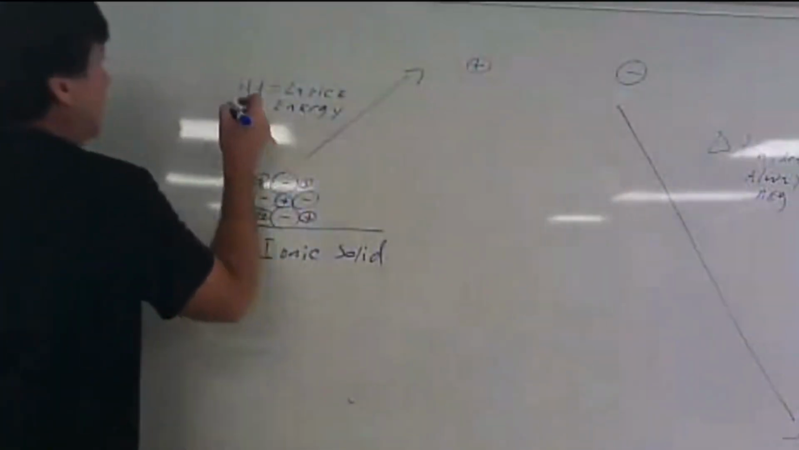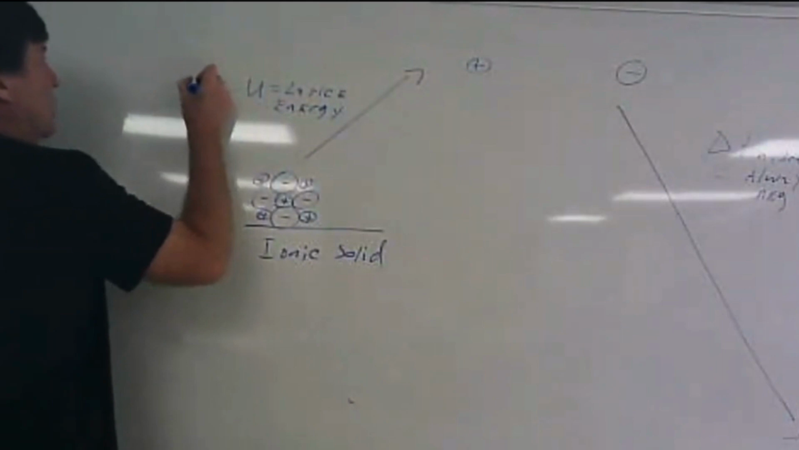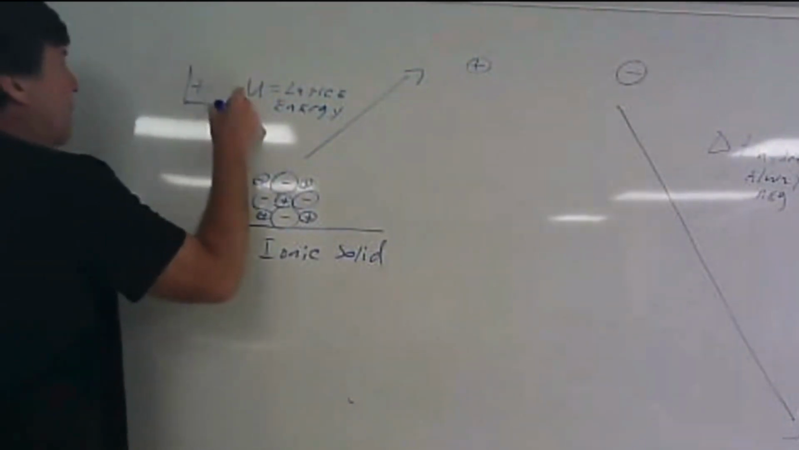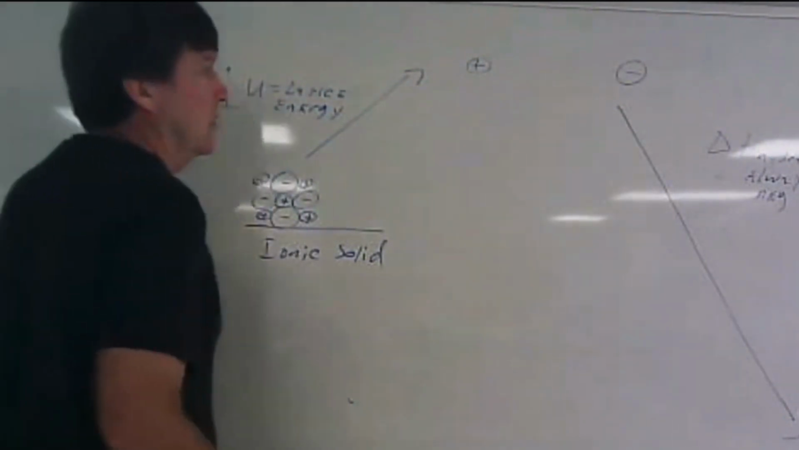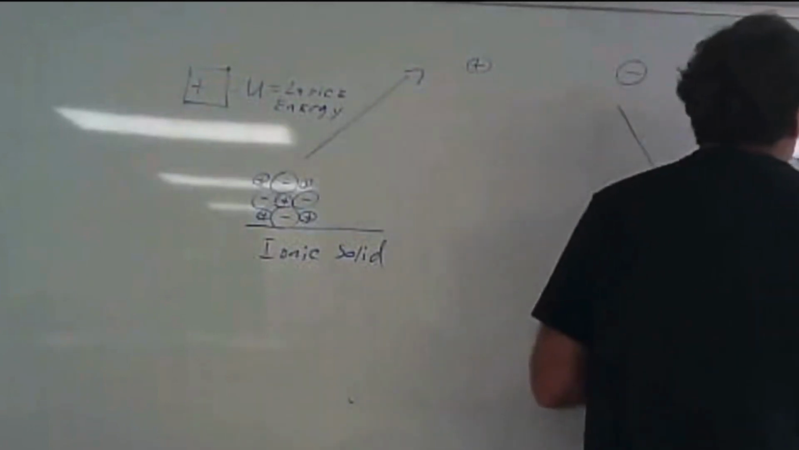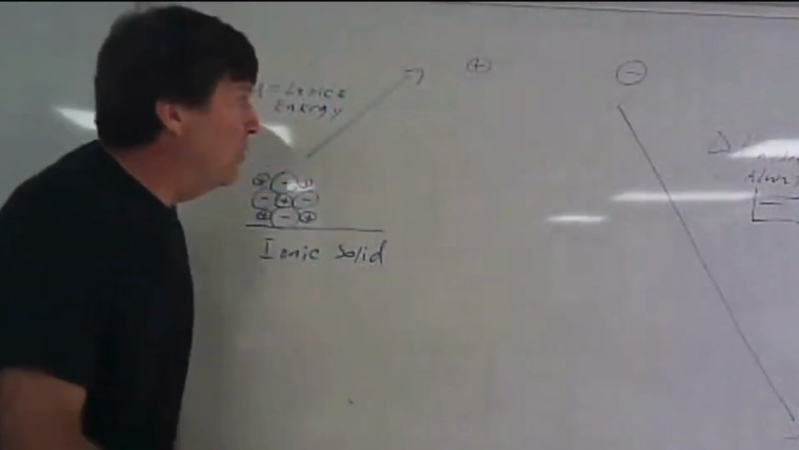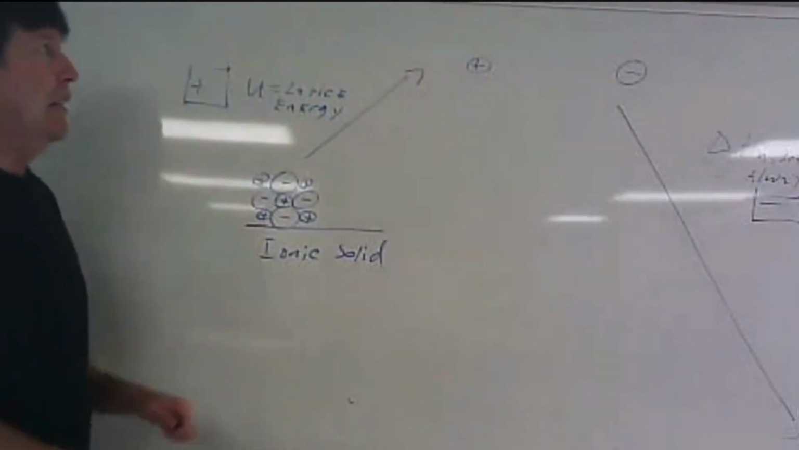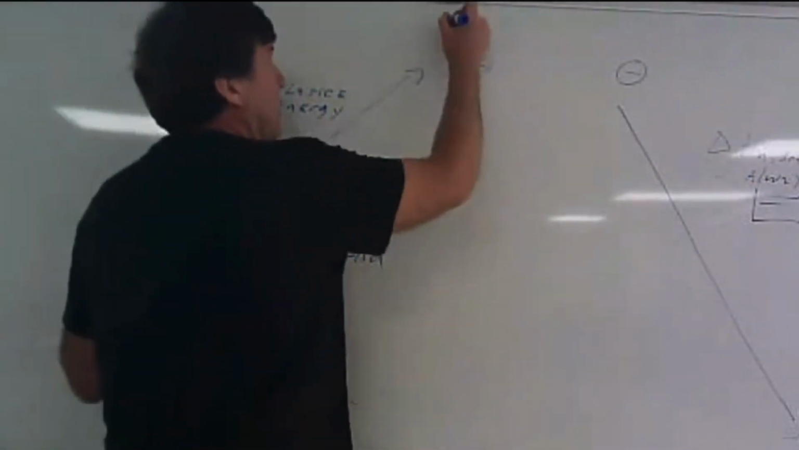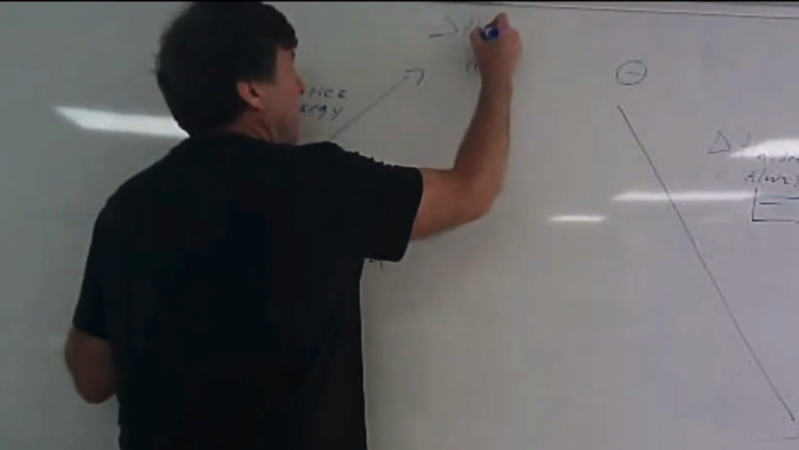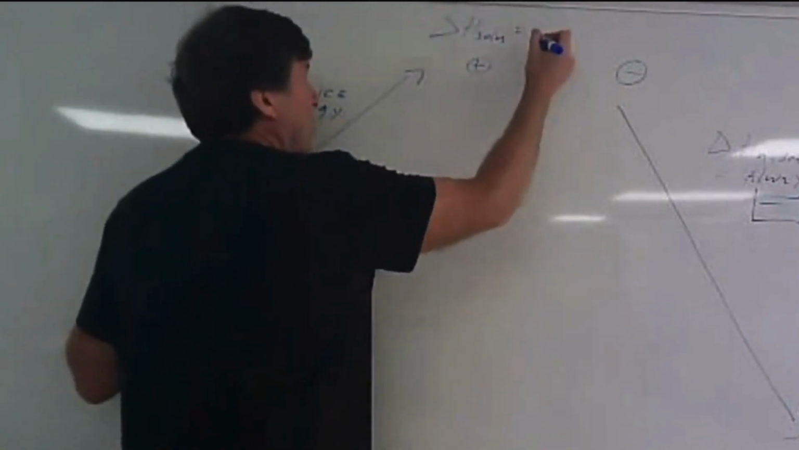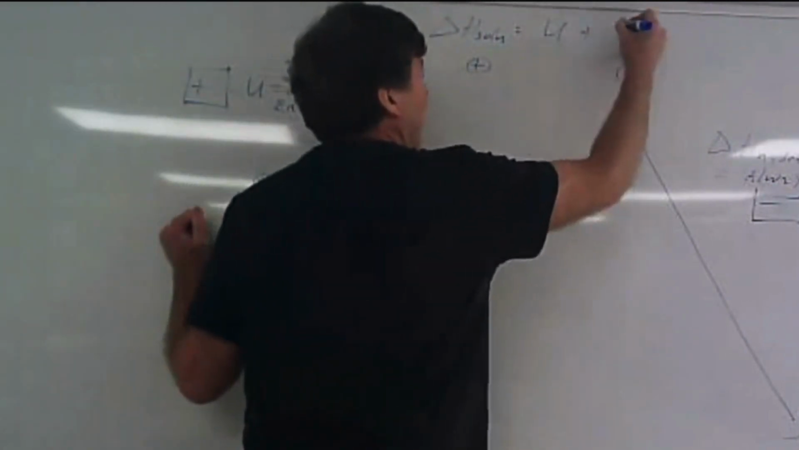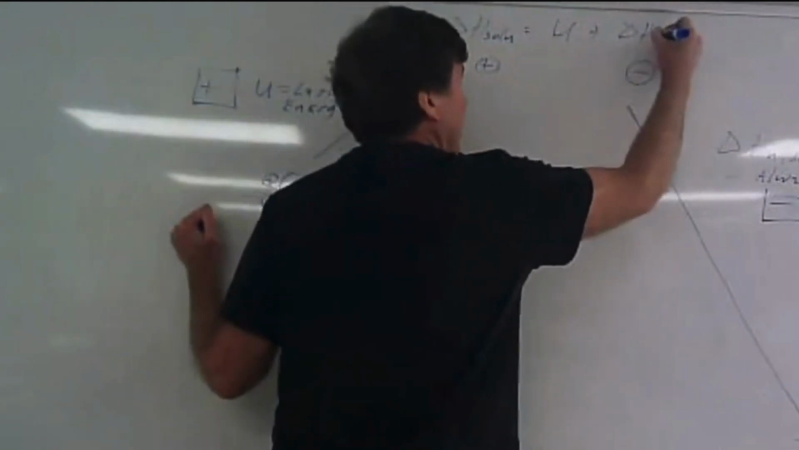This is always positive, as we said. So let's just emphasize that. Always positive, always negative. What's the overall enthalpy change of the solution? So the overall, this is for the solution, it's going to equal U plus delta H of hydration.